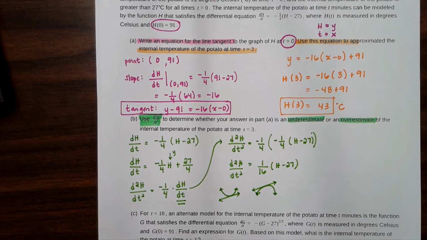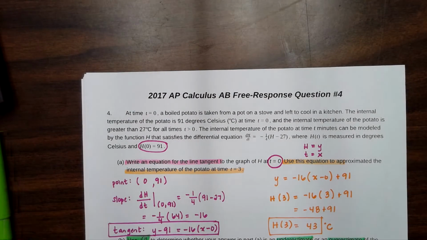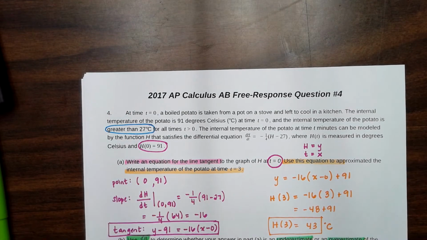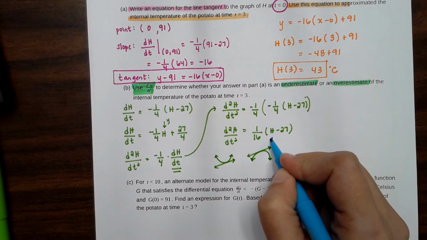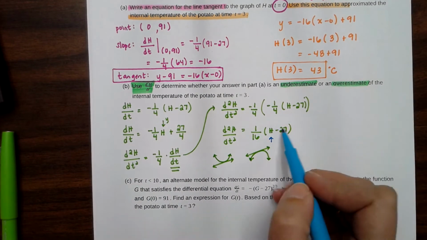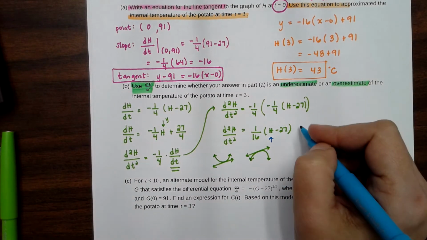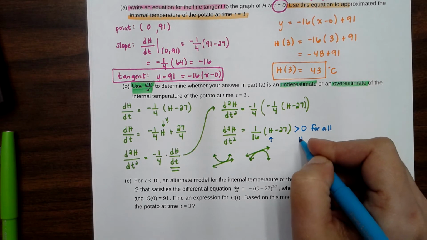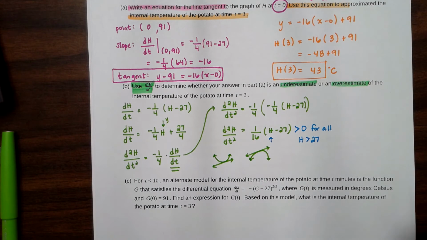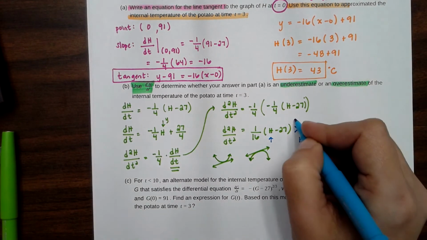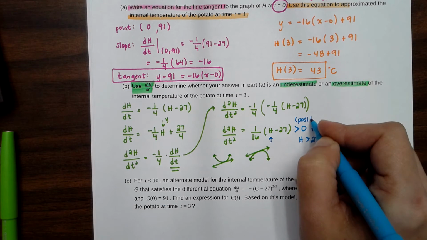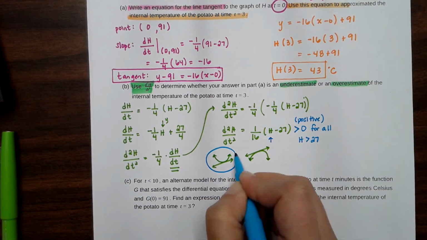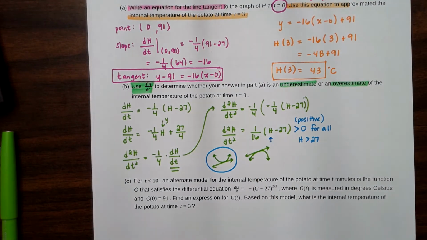Here's how I figure this out. It says in the original instructions that the value of h is always bigger than 27. If I plug in a number that is always bigger than 27, then this answer is always a positive number. So this is greater than 0 for all h bigger than 27. Since this is positive, I'm going to have a graph that's concave up, like a cup. So all of my estimates will be underestimates.